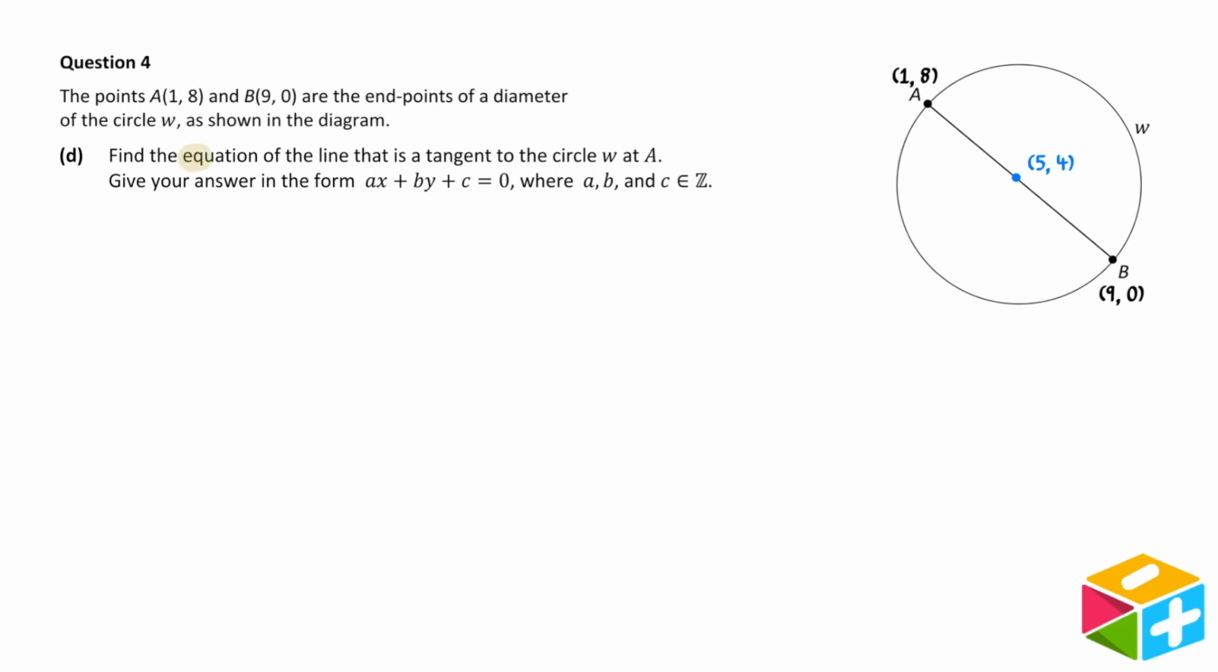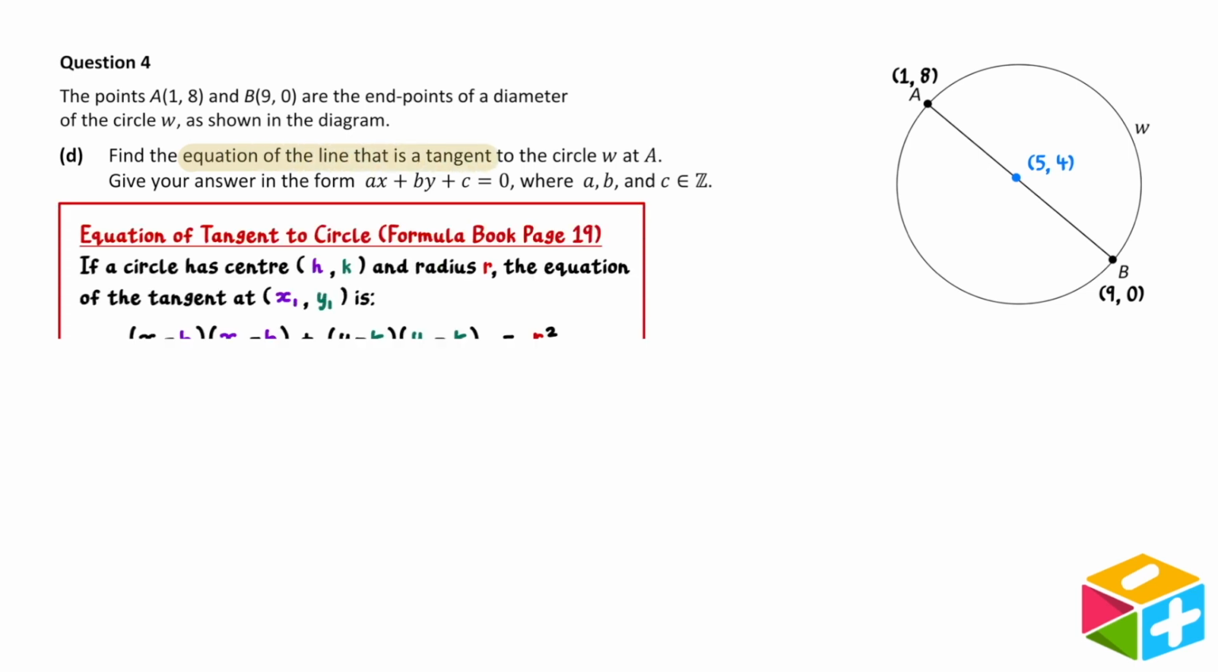We are asked to find the equation of a tangent line. On page 19 of the formula book, there's a result which allows us to do this. It says that if a circle has centre (h, k) and radius r, then the equation of the tangent at (x1, y1) is (x - h)(x1 - h) + (y - k)(y1 - k) = r squared.